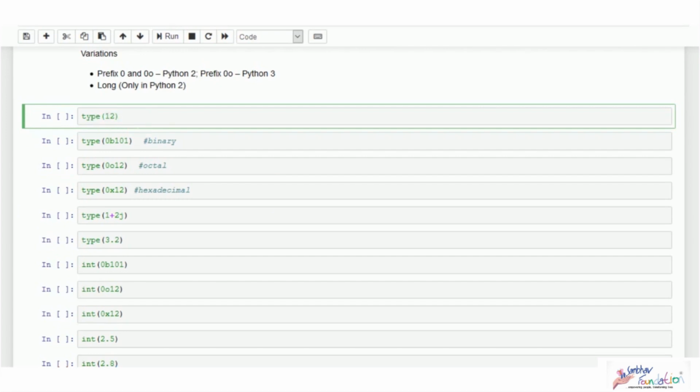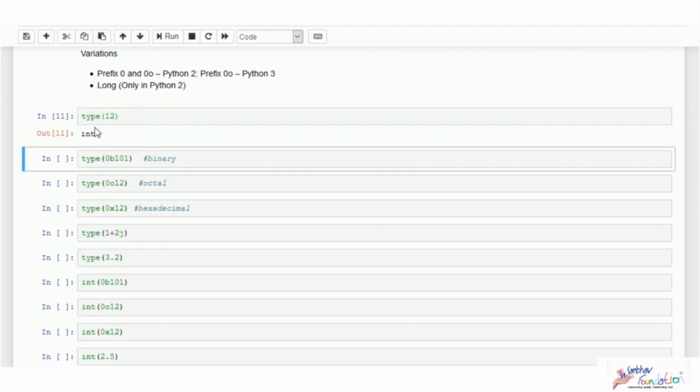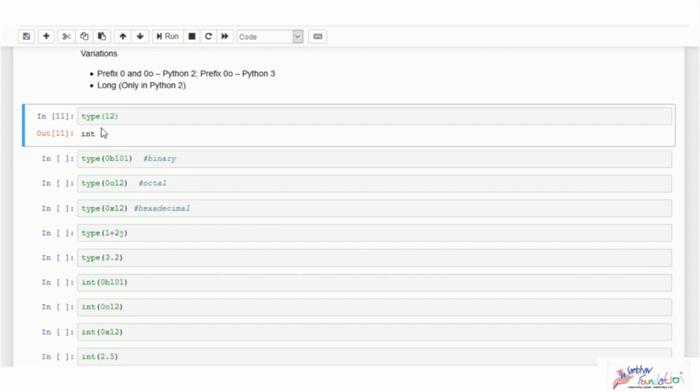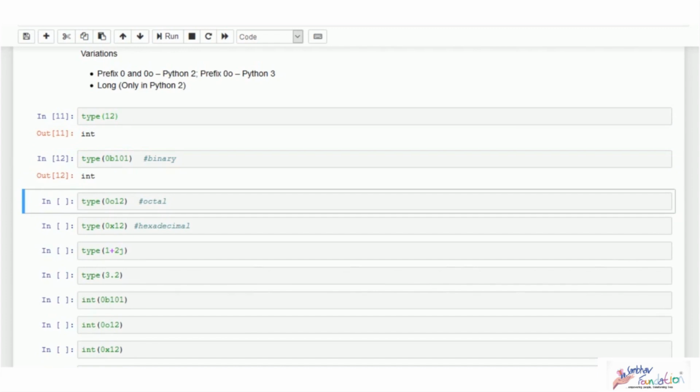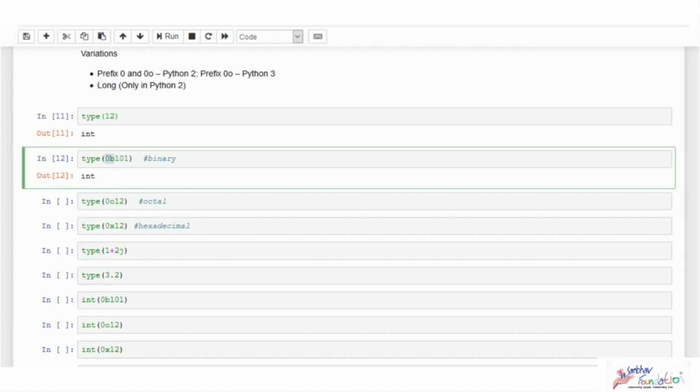We have a function called type in Python that tells you the data type of a given variable or value. So this is an integer. It gives the output int, which denotes that this is an integer. And the next one is a binary number. It is grouped into int, but explicitly it is a binary number. As I mentioned, you need to add this 0b prefix to denote that it is binary.